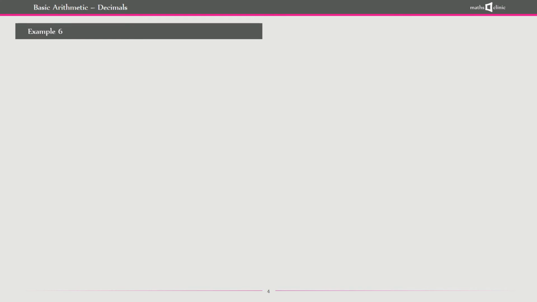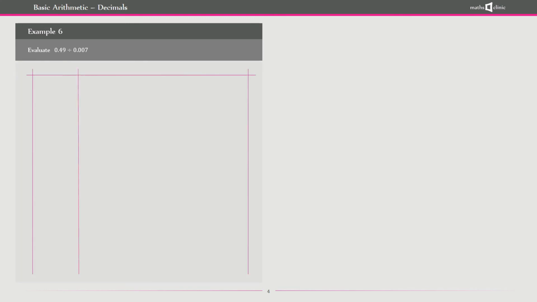Now, example 6, I believe this should be example 6, and basically we've been asked to evaluate 0.49 divided by 0.007. So we're dividing decimals now. How do we go about solving this? Let's jump right into it. The first thing we want to do is write this out as a fraction. So we can write this as 0.49 over 0.007, that is 0.49 divided by 0.007.